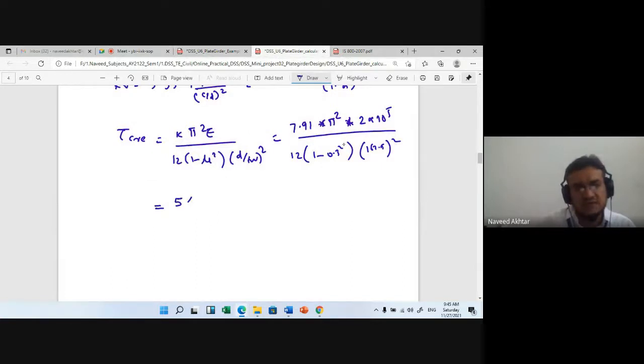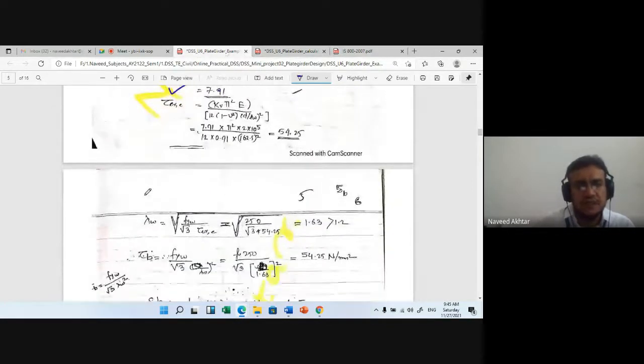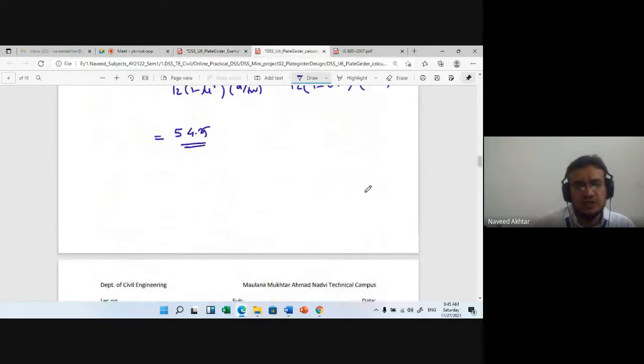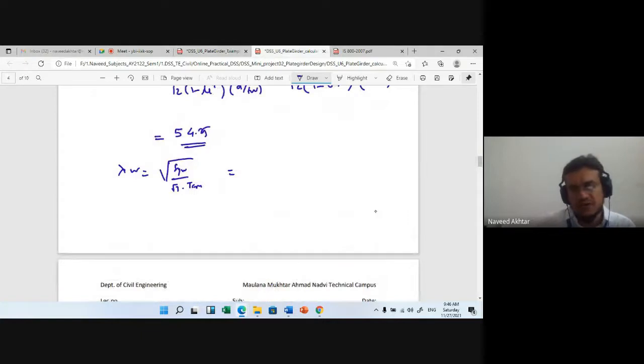I'm not wasting time for the calculation. You can check it. If there is some correction, you can do. Okay. Now lambda w is nothing but under root of fyw upon root 3 tau CRE. So this lambda w, if you find out, it is coming 1.63. Again, 1.63 is greater than 1.2. So you can go for the tau b formula.